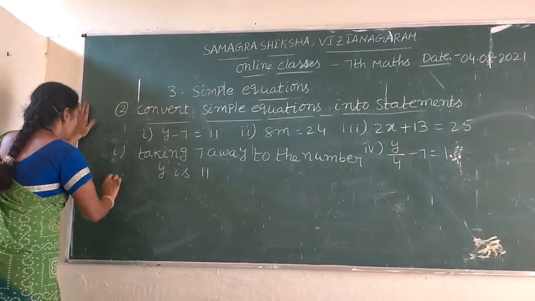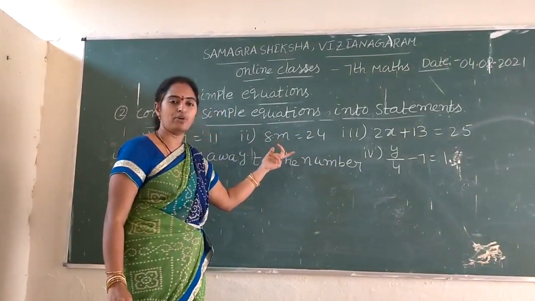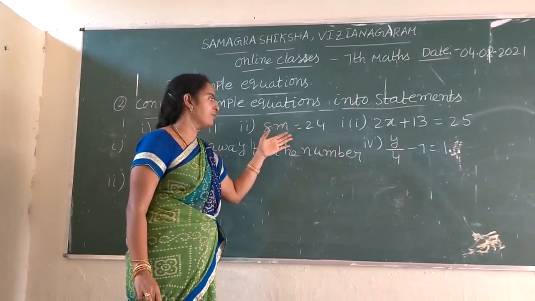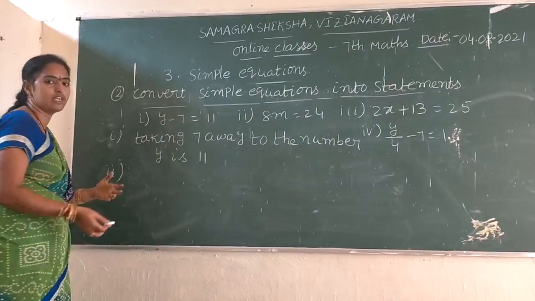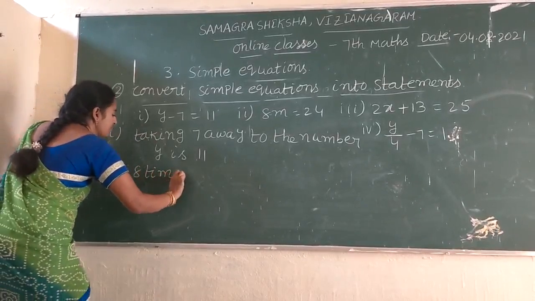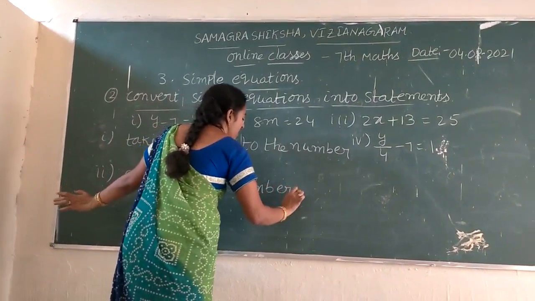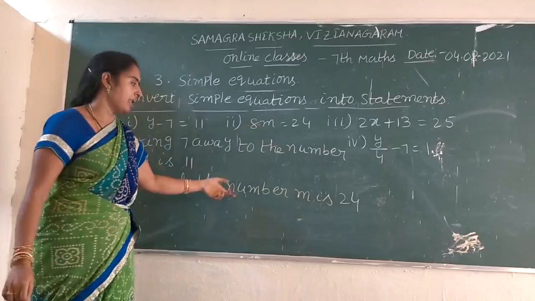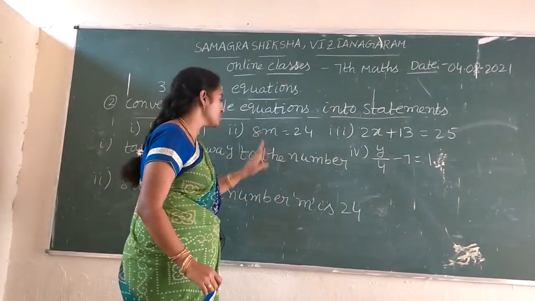Next, the second one is 8m equal to 24. Here 8 times m equals 24. So we have to write: 8 times the number is 24. That is very easy, to convert a simple equation into a statement. 8 times the number m is 24. So in this way we convert a simple equation into a statement.